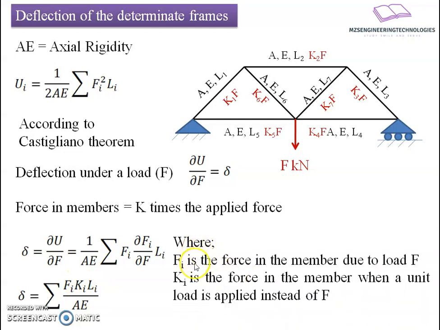Here Fi is the force in the member due to the applied load F, and Ki is the force in the member when a unit load is applied instead of F. To know the value of this coefficient, I will apply a unit load here, and if I apply a unit load, what remains is that the derivative will be the constant. With this I will end the session.